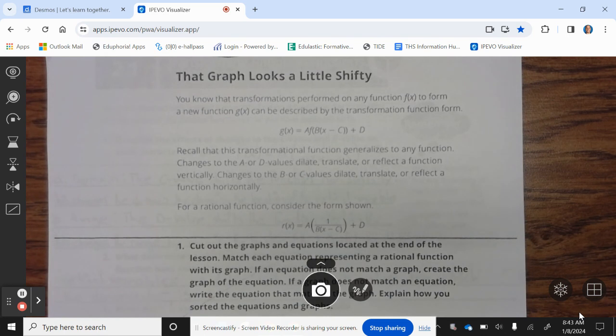You know that transformations performed on any function f of x to form a new function g of x can be described by the transformation function form g of x equals a f of b times x minus c plus d. Recall that this transformational function generalizes to any function. Changes to the a or d values dilate, translate, or reflect a function vertically. Changes to the b or c value dilate, translate, or reflect a function horizontally. For a rational function, consider the form shown: r of x equals a times 1 divided by b times x minus c, plus d.